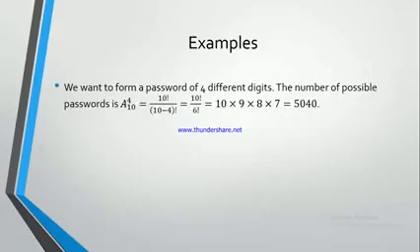Example: we want to form a password of 4 different digits. The number of possible passwords is the arrangement of 4 digits out of 10 digits, which is 10 factorial over (10 minus 4) factorial, and this is equal to 10 factorial over 6 factorial, and the answer is 10 times 9 times 8 times 7, and it's 5040 possible passwords.